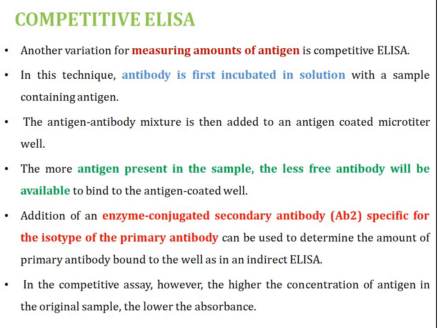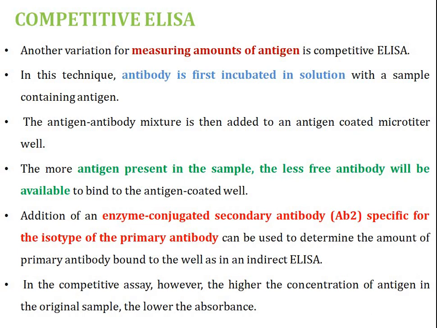Then another type of ELISA, competitive ELISA. Another variation for measuring the amount of antigen is the competitive manner. In this technique, antibody is first incubated in a solution with a sample containing antigen. The antigen antibody mixture is then added to an antigen coated microtiter well. The more antigen present in the sample, the less free antibody will be available to bind to the antigen coated well.